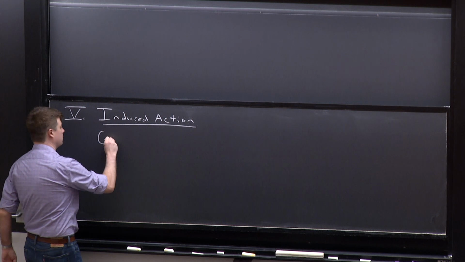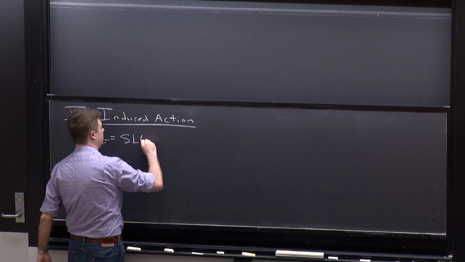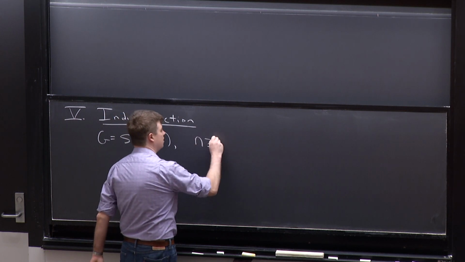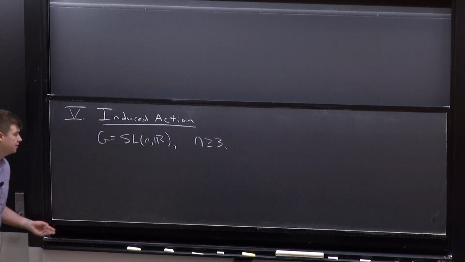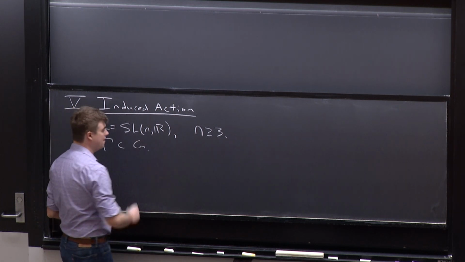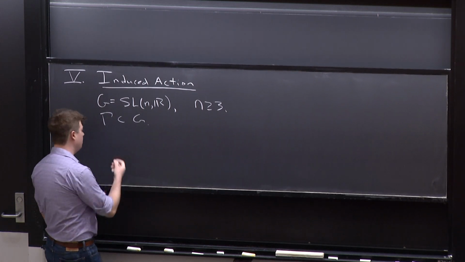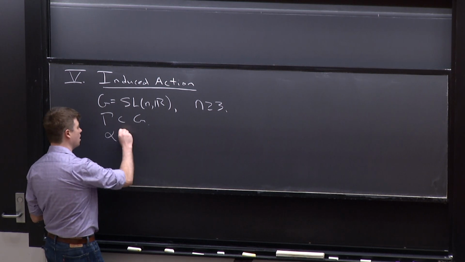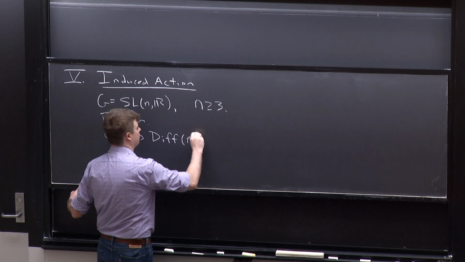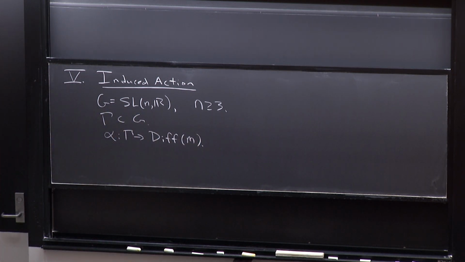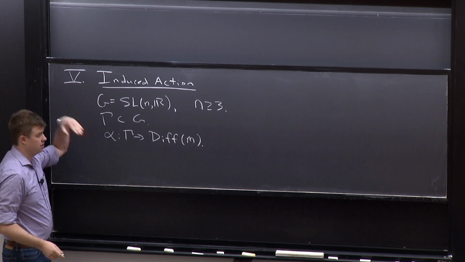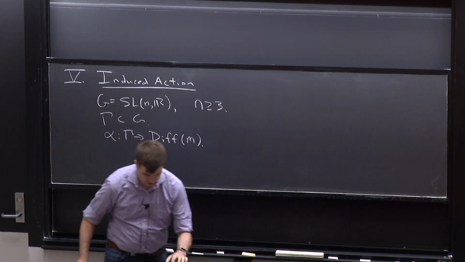So again, G is SL_n(R), and n is always at least 3, so this is higher rank. Gamma is some lattice subgroup of G. I have a manifold M, and I have an action of gamma by some sort of diffeomorphisms of M. And from this, I actually want to build a G action on some auxiliary manifold. So let me just outline that construction for you.